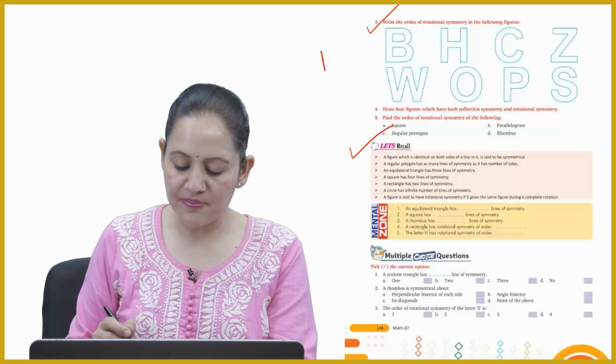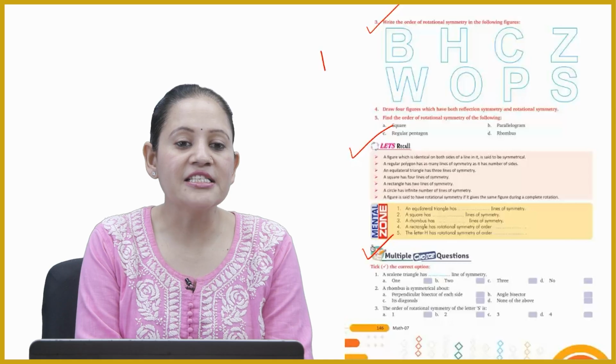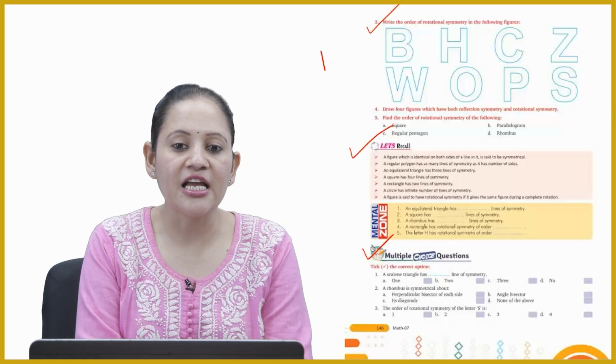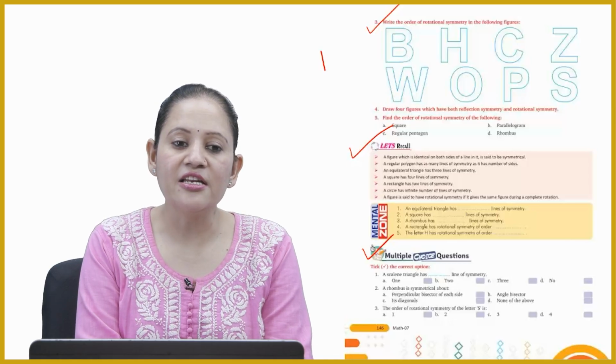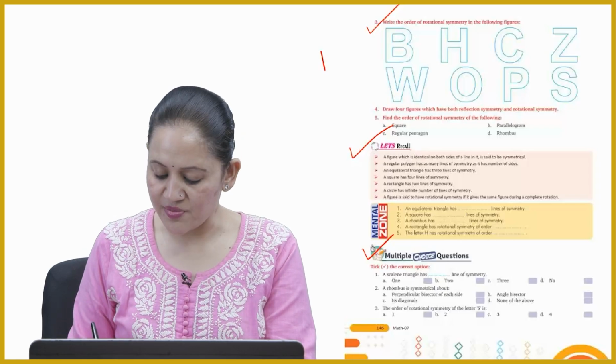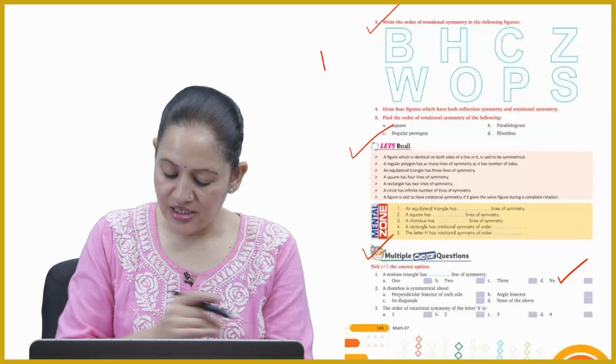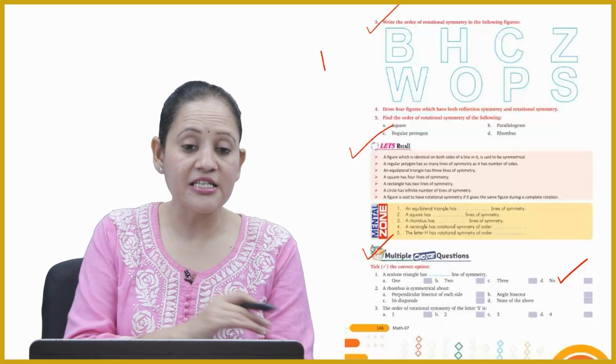Next is multiple choice questions. Take the correct option. A scalene triangle has blank line of symmetry. Scalene, all 3 sides are different, so it has no line of symmetry. So, number 4, no line of symmetry, that is the correct option here.